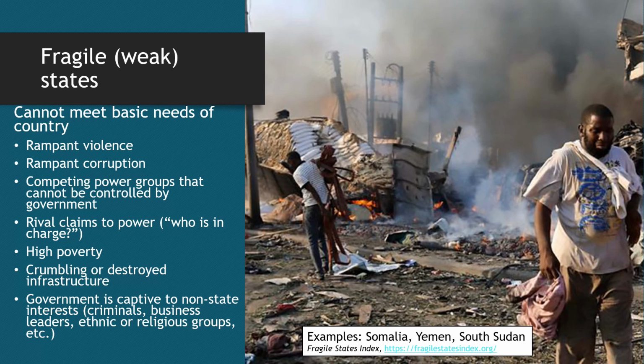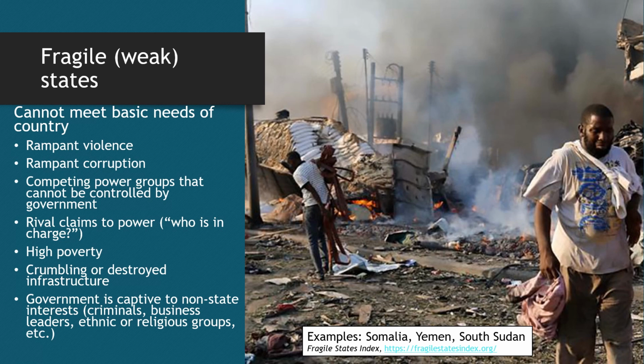Crumbling or destroyed infrastructure. Those nice roads that we looked at a picture of before are not working well. They're falling apart. The state can't fix them. They can't do what's necessary to take care of things. And often the government is captive in some way to criminals or business leaders or a certain dominant religious group or something, where the government is not adhering to the rule of law, but it's really making laws that are only beneficial to one small group in the society. These are all characteristics of a fragile, or what's called a weak state.